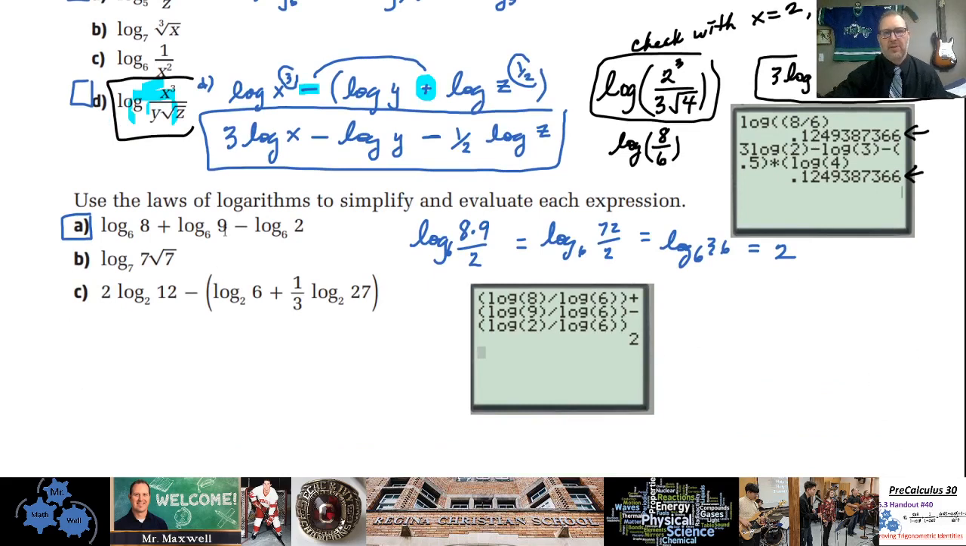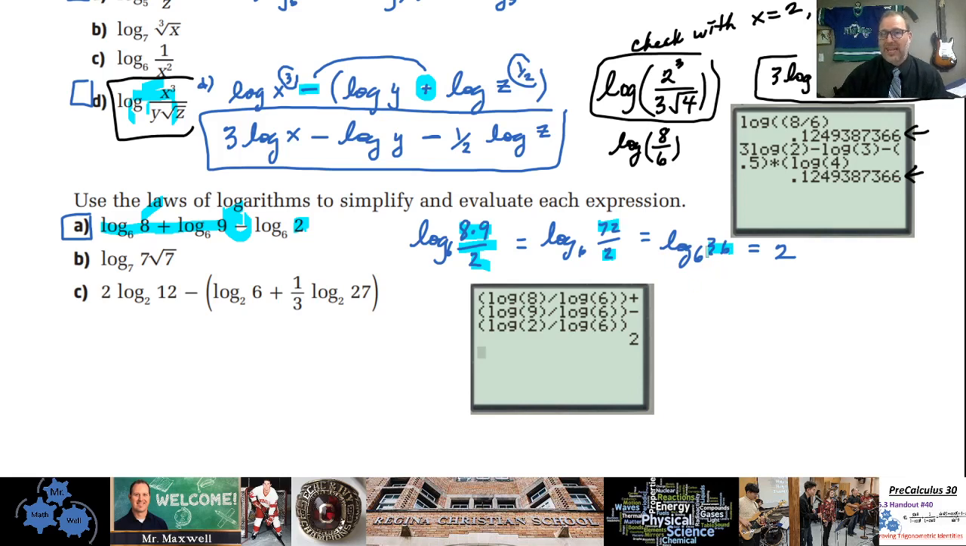All right, another little different angle of this. Use the laws of logarithms to simplify and evaluate each expression. So remember, if I have an addition of logarithms, that can be rewritten as a single logarithm where 8 and 9 are multiplied together. So that's where this comes from. A subtraction represents a division. So I'm dividing now by 2. Okay? 8 times 9 is 72 over 2. Well, I know what 72 over 2 is. That's 36.